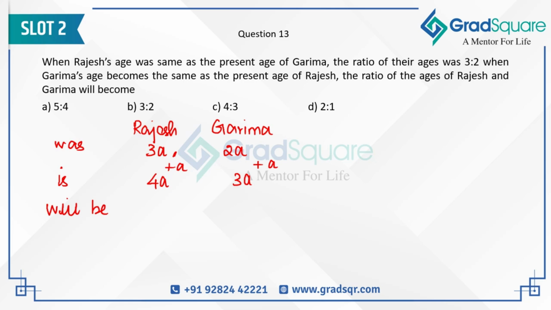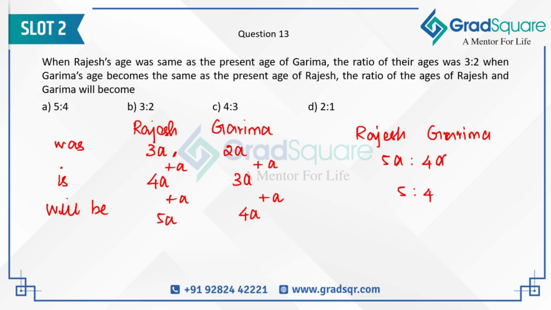So when Garima becomes 4A, that means an increment of 1 more A. So the same will be reflected in Rajesh's age. So Rajesh will become 5A. So Rajesh and Garima's ages will become what? 5A and 4A, and the ratio between these two is the question. So A gets cancelled. So 5:4. So that will be the answer for this question, option A.